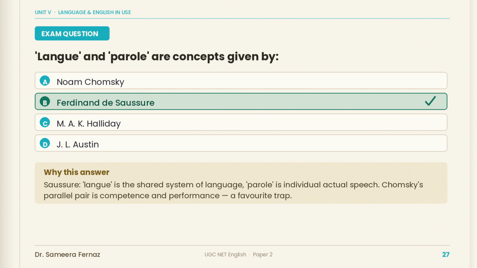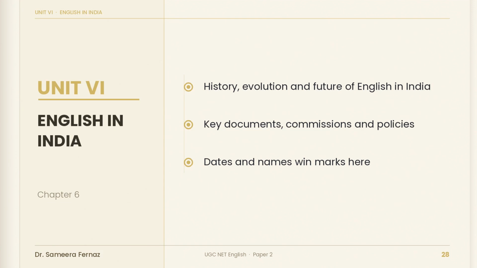Chapter 6: English in India. This chapter covers the history, evolution and future of English in our country, including the key documents, commissions and policies. Dates and names win your marks here, so revise them often.